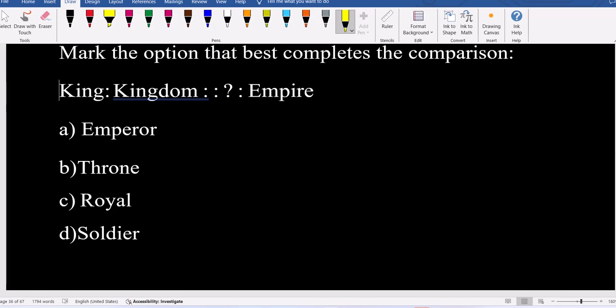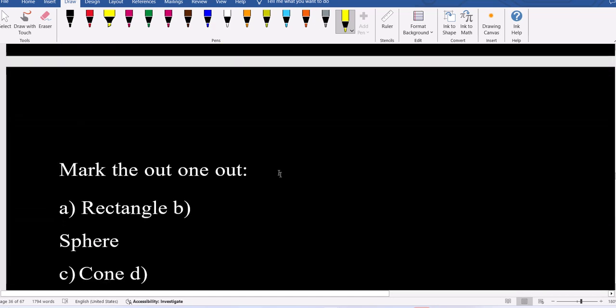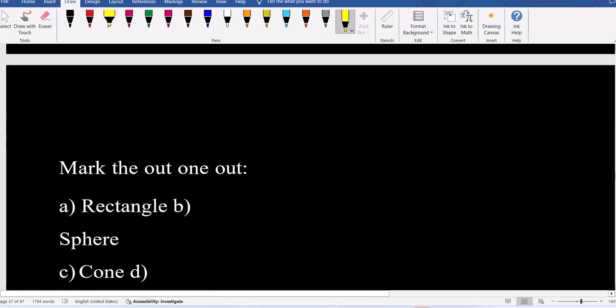Emperor. Super. So king rules kingdom, so emperor rules an empire. Perfect. Option A, emperor. Now what about this odd one out?